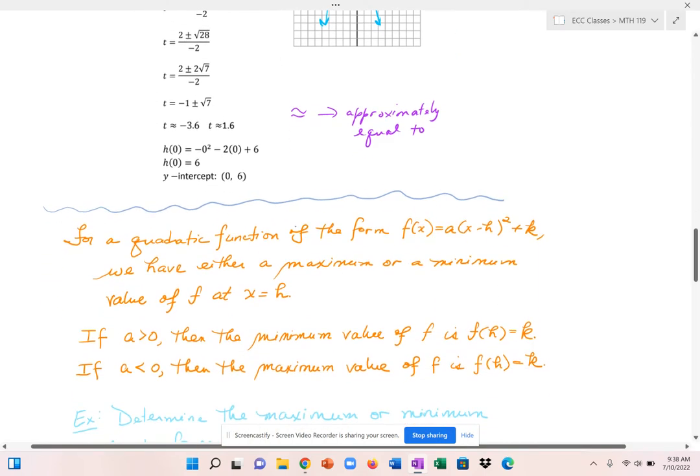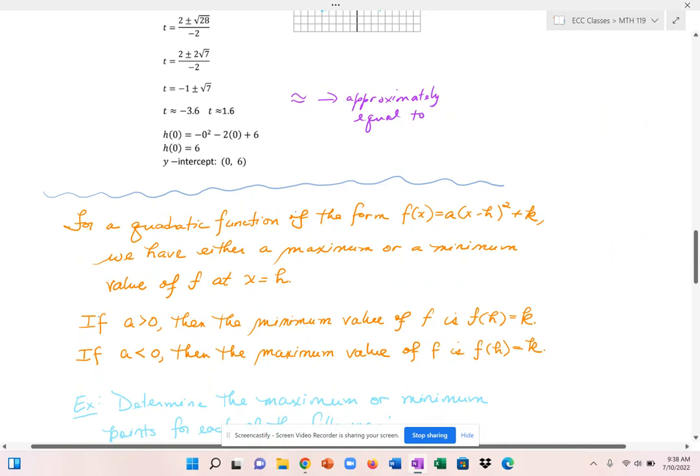So like I've been mentioning, if a is positive, you're going to have a minimum because it will be an upward facing parabola, and when a is negative, you're going to have a maximum at h, because it's a downward facing parabola. So you would call the minimum value the k, and the maximum value would be the value of k. So you have to pay attention to how it's worded.